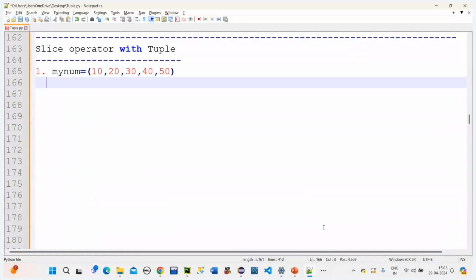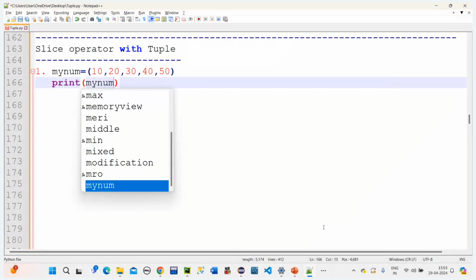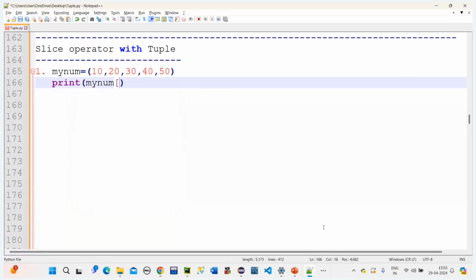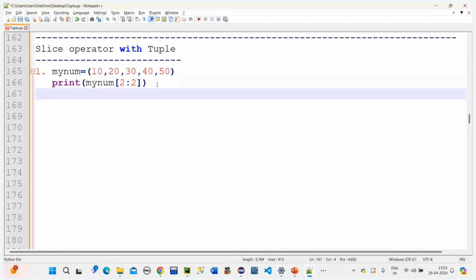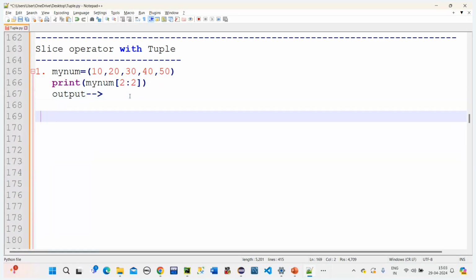Now print num[2:2]. Can you tell me what is the output of this? Yes, what would be the output for this? Anyone? 30. How much? 30? Yes. How 30?